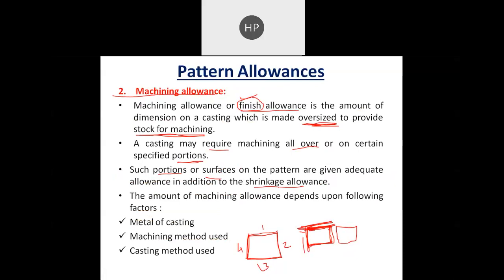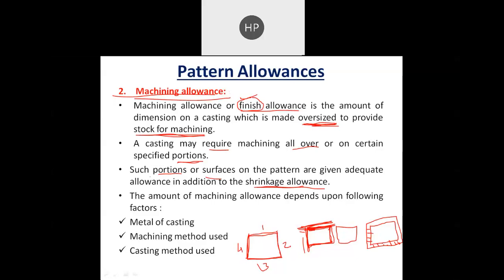Okay, so considering both this shrinkage as well as machining allowance, we have to take some extra dimension on the pattern while we design the pattern. So we have to make this pattern in such a dimension, and then after shrinkage as well as after machining allowance you will get the cast of the required dimension. So we have to take the shrinkage allowance as well as the machining allowance into mind, and according to that it will be designed.